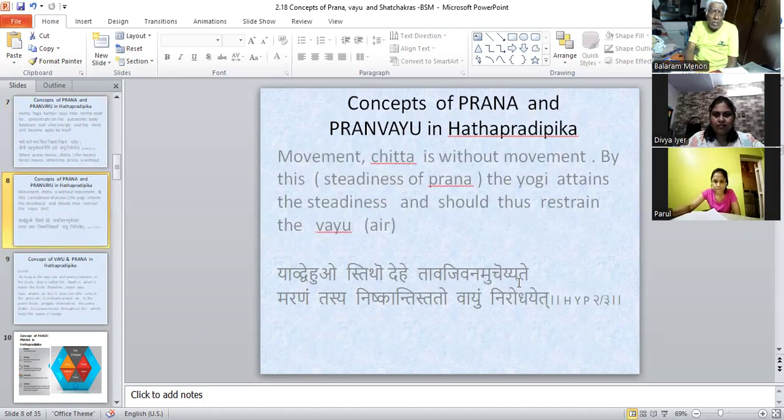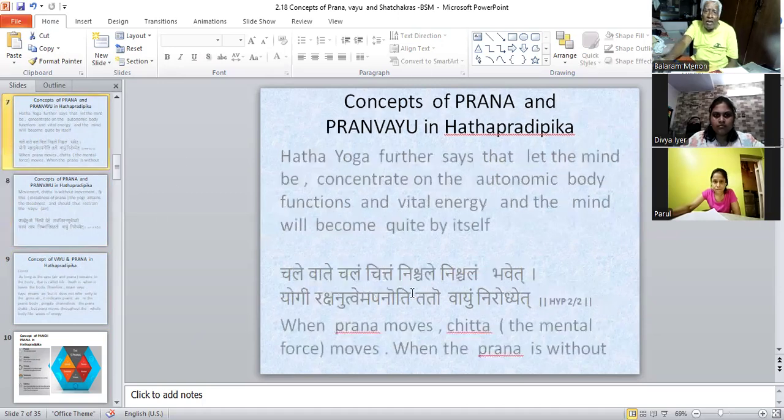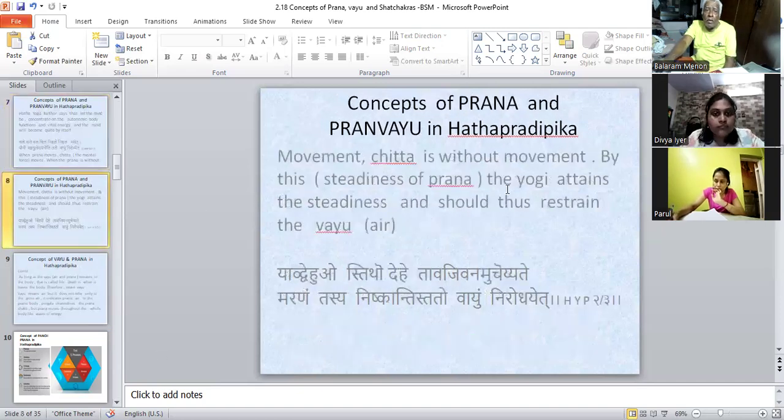2.2 is also: chale vate chale chittam. Where did it go? The definition isn't written. My favorite this month: chale vate chale chittam nishchalam nishchalam bhavet, yogi sthanutvam apnoti tato vayu nirodhayet. This is the definition as per the Hatha Pradipika, chapter 2, verse 2. When prana moves, the chitta moves. When prana is without movement, the chitta is without movement. By this steadiness, the yogi attains steadiness and should sustain the Vayu.